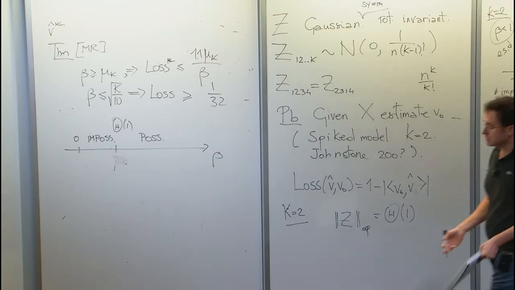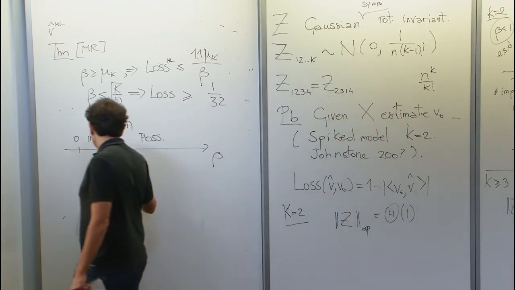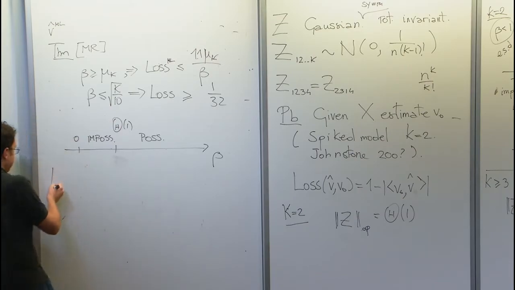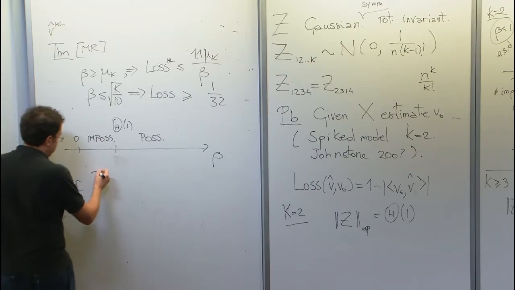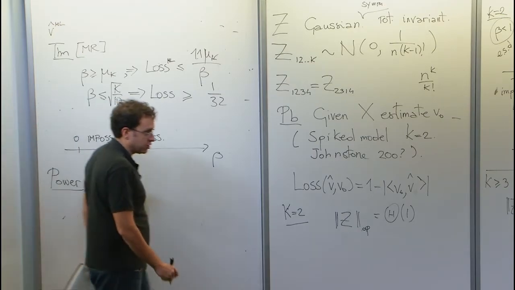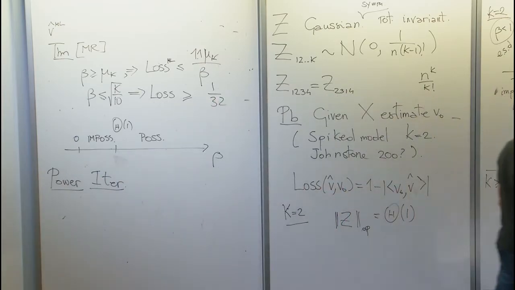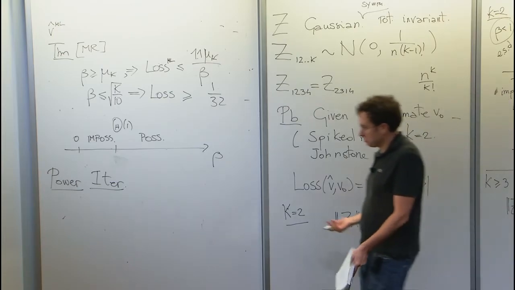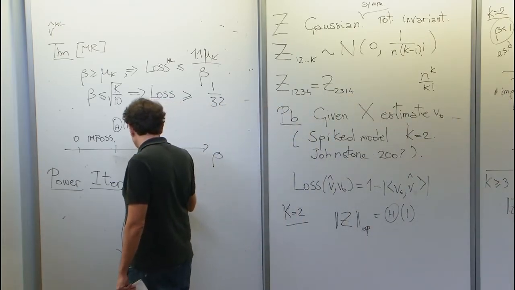So once you see this, you ask yourself, okay, can I do it in polynomial time? Probably the first idea that comes to your mind is power iteration. This was studied by a number of authors in the past and in the present, including Sham and Anima, etc. Here the model is a little bit different, but the ideas are quite similar.